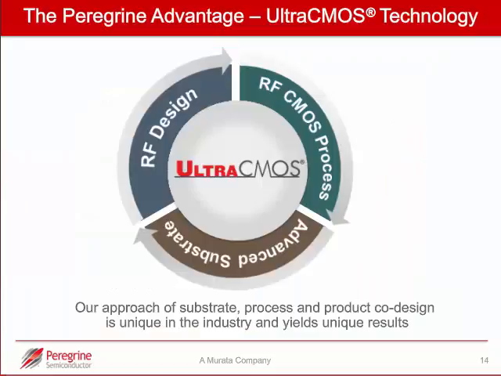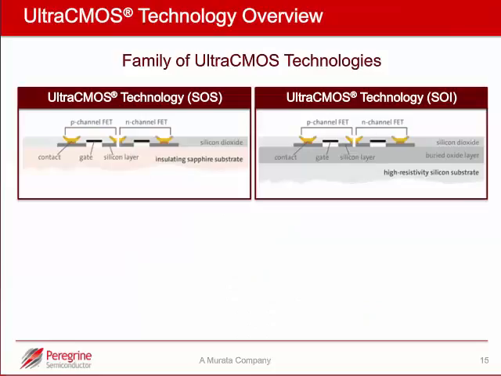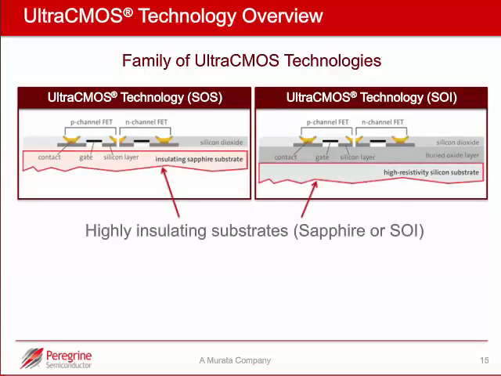And from Peregrine's perspective, these three all play together, from RF design to RF CMOS and process to the substrate. All of these play together to really support the high frequency capability of the technology. So I'd like to get into that in a little bit more detail. We have two different offerings, and both of these have a common theme, and that is the substrate. The substrate is very much unique and needed for the high frequency applications. So the high resistivity, either a silicon-based or sapphire-based, is needed to minimize losses at the high frequency.